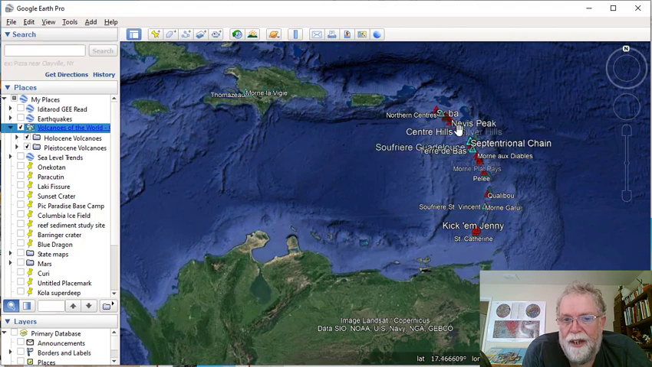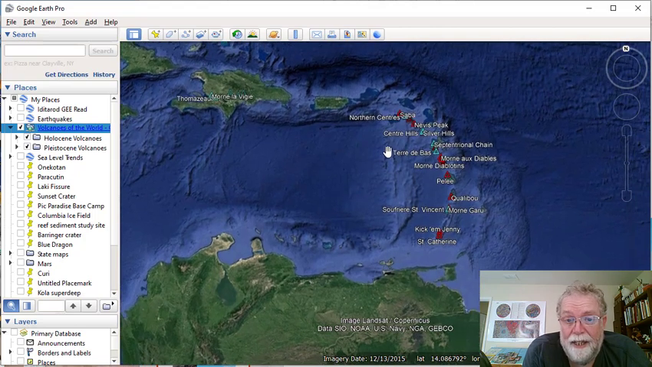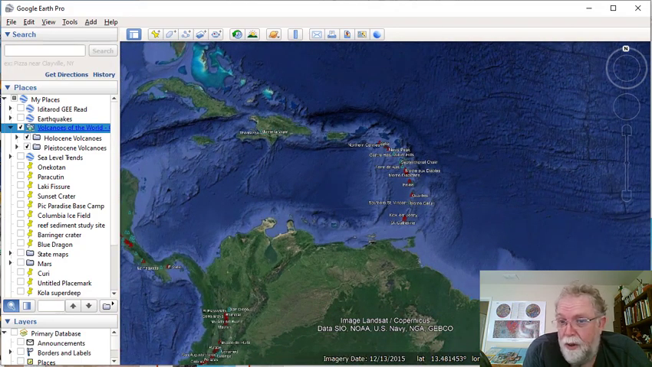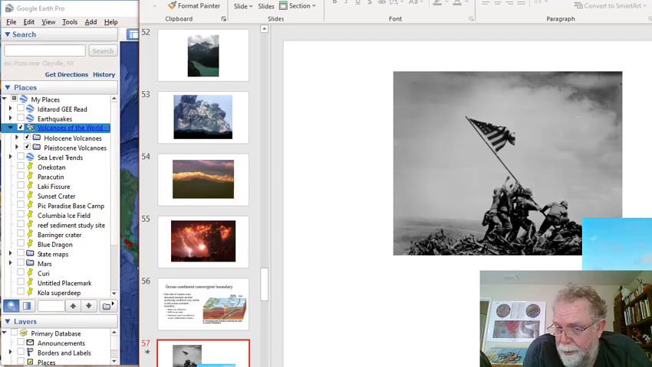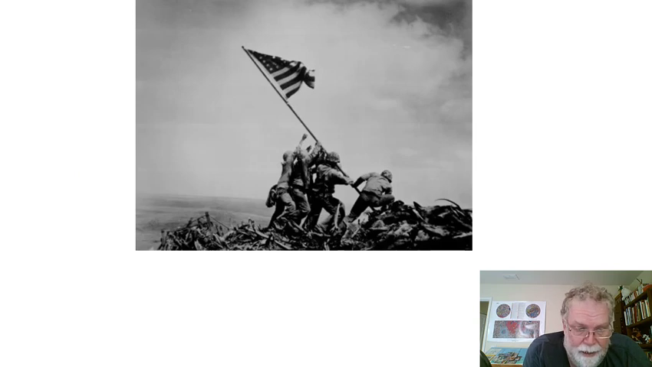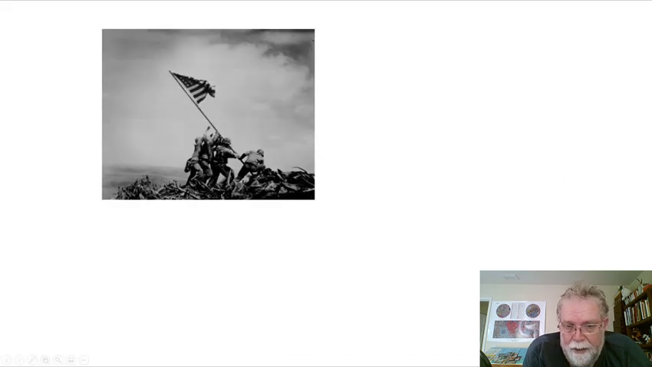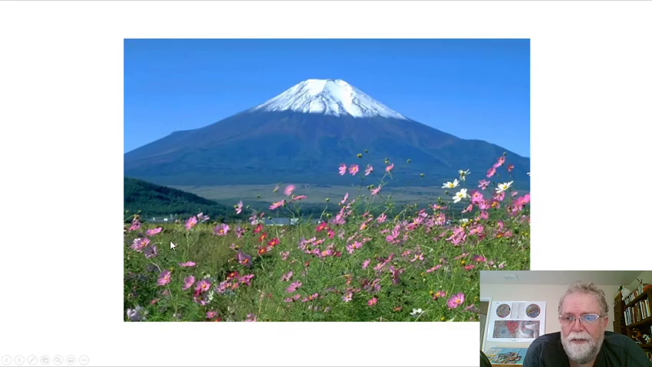So all these little islands in the Caribbean that everyone goes to hang out on, and I've been to a couple of them myself. They're volcanic. They are volcanic islands formed from the North American plate getting pushed underneath the Caribbean plate. And so let's jump back to the PowerPoint and do this thing. There we are, and we can leave this behind. And there's Mount Fuji, right?